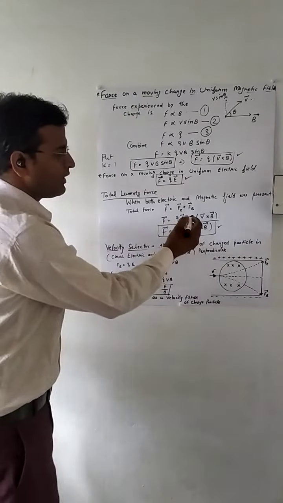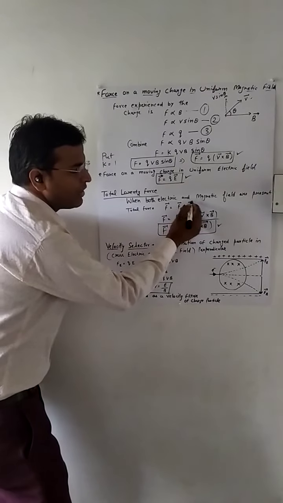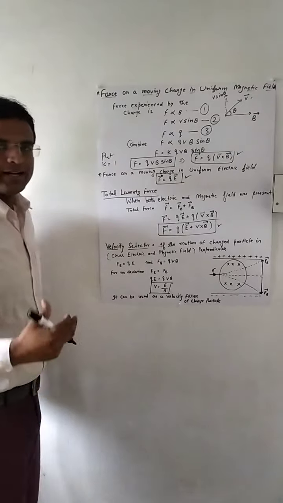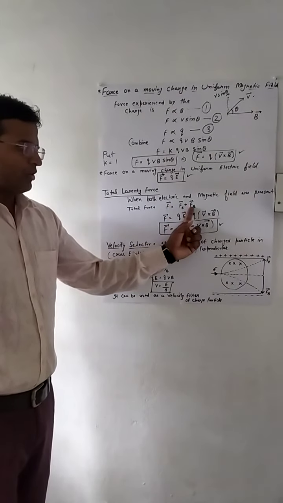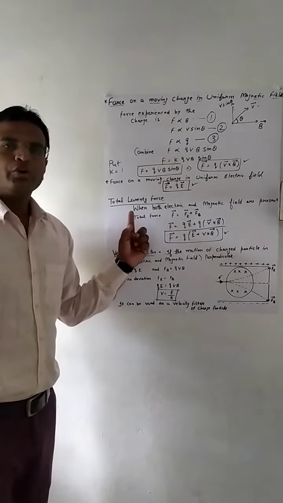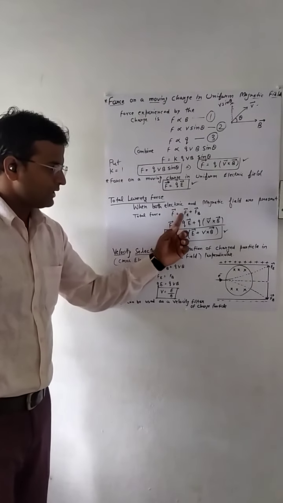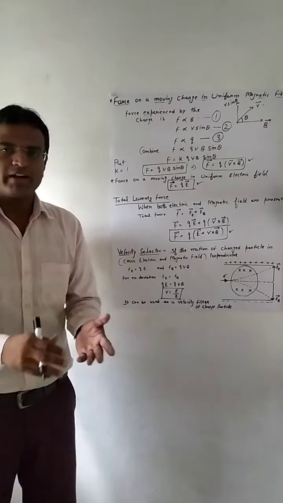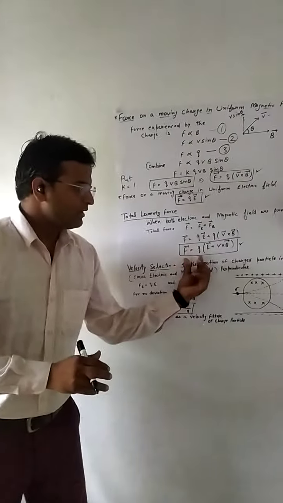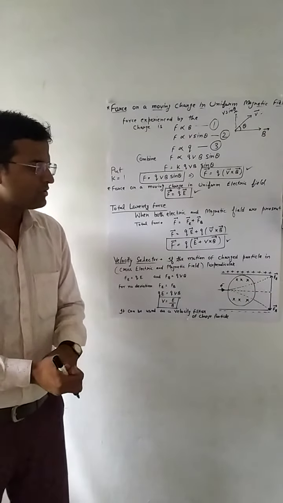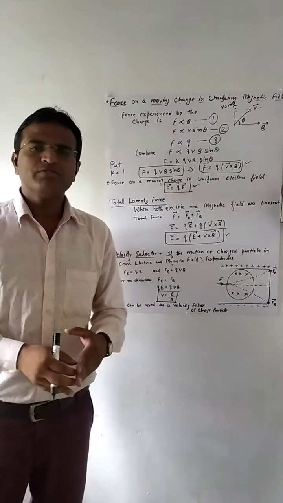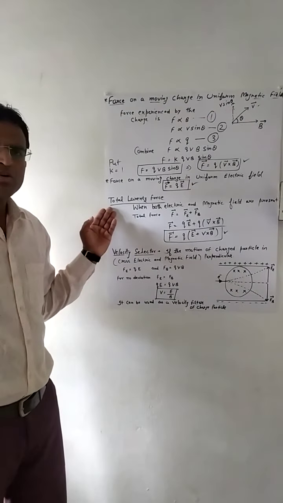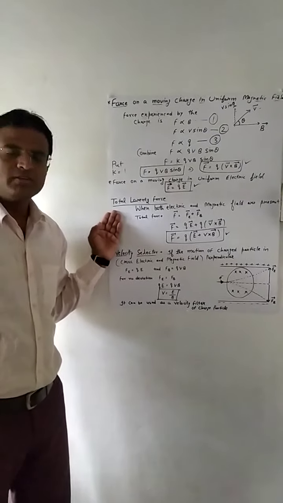Now we put FB to indicate force due to magnetic field, FE force due to electric field, and the total force, that is F, which is called the total Lorentz force. So FE equal to QE vector and FB equal to QV vector cross B vector. Q is common, so the formula for Lorentz force is F equal to Q times E vector plus V vector cross B vector. And this is important from the point of view of CBSE questions.